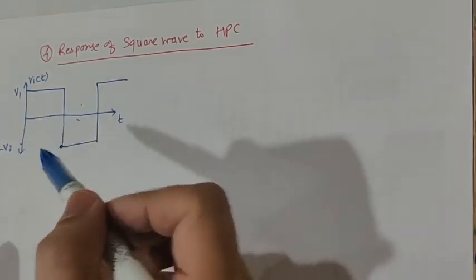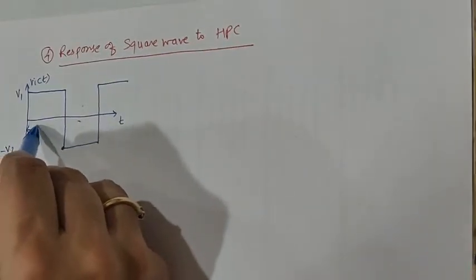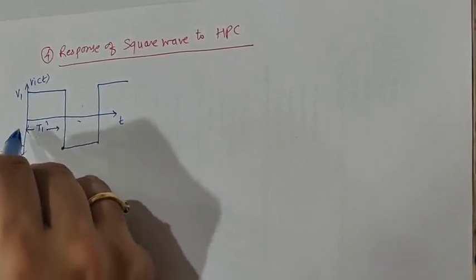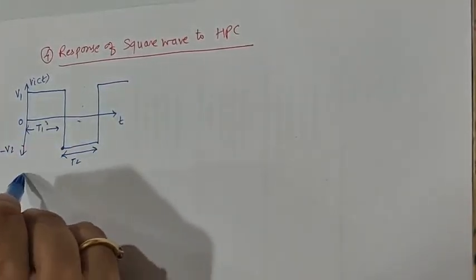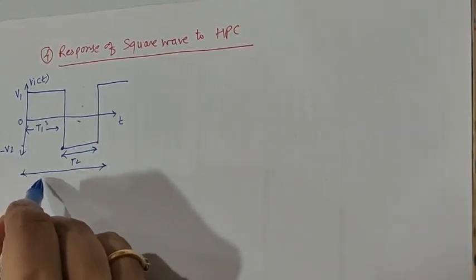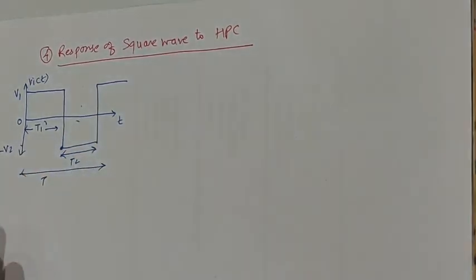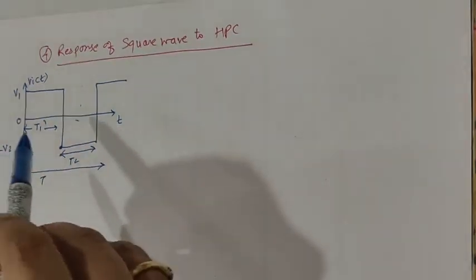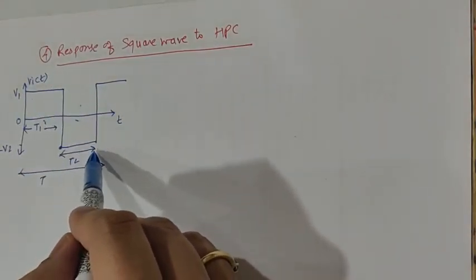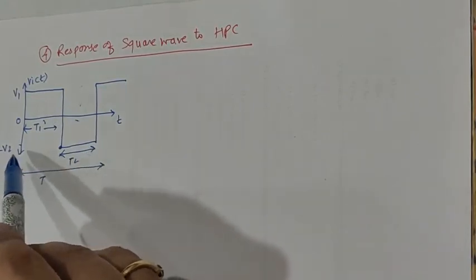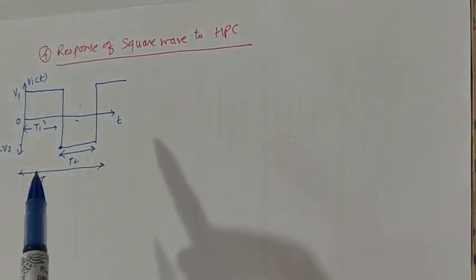Okay, now let us define the time period. So let me take T1, so it is 0. This is your time period T2, and the total time period of the waveform is capital T, which is T1 plus T2. Okay, for the T1 time period the upper half cycle is there, and for the T2 time period the lower half cycle is there, which is negative, having amplitude of minus V2.